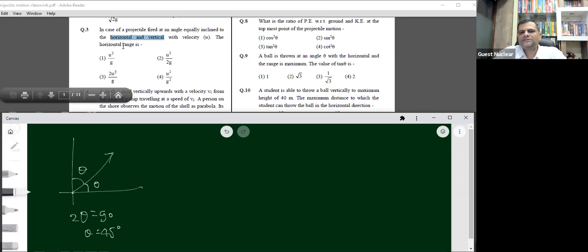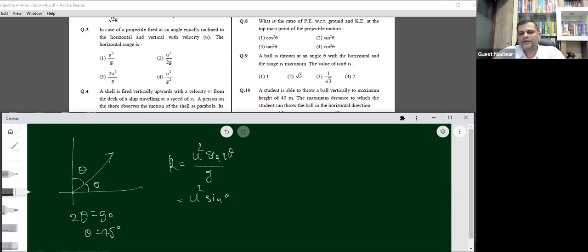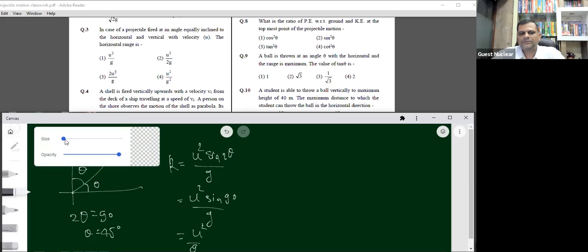So in that case, the horizontal range will be maximum, and how much will it be? R is equal to, once again, u square sin 2 theta upon 2g. Correct? So if we put 45 in place of theta, it becomes u square into sin of 90, and that is to be divided by g, so sin 90 is 1, and hence we get this simplified as u square by g as the final answer. Getting it?